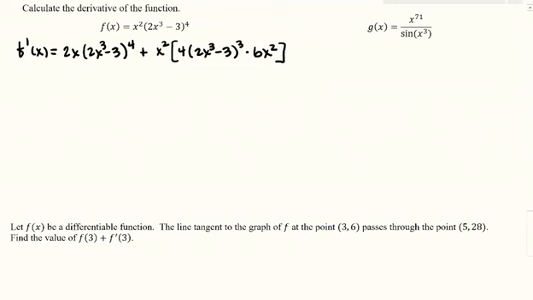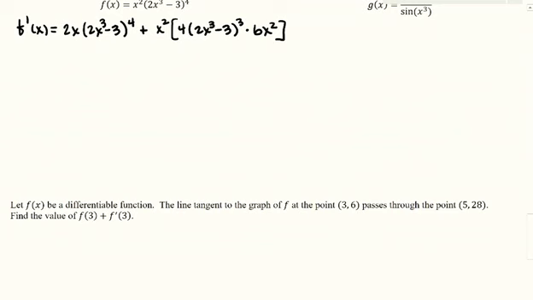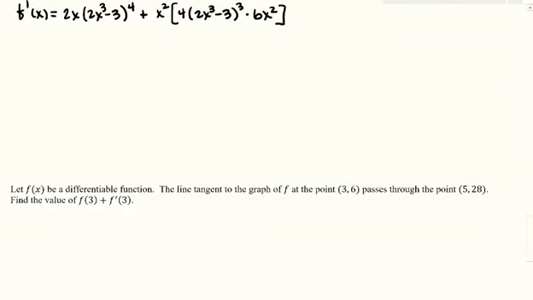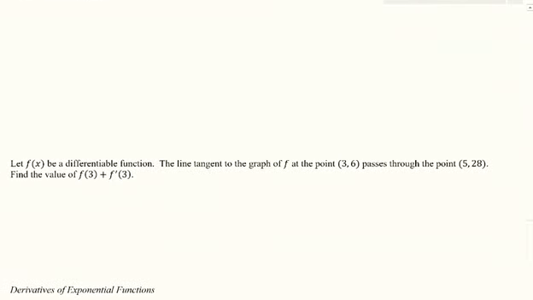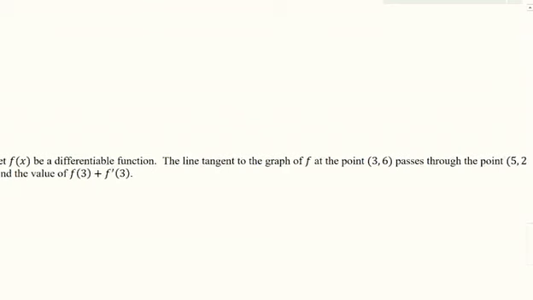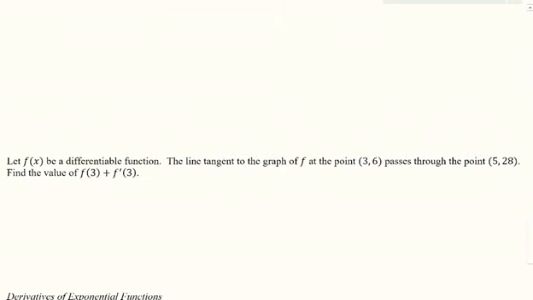So let f of x be a differentiable function. The line tangent to the graph of f at the point (3, 6) passes through the point (5, 28). Find the value of f of 3 plus f prime of 3. Okay, so all the information we need to solve this is right there for us. Take it one piece at a time. f of 3, that's the easy one. What is f of 3? It's 6, yeah, because the point (3, 6) is on the graph.